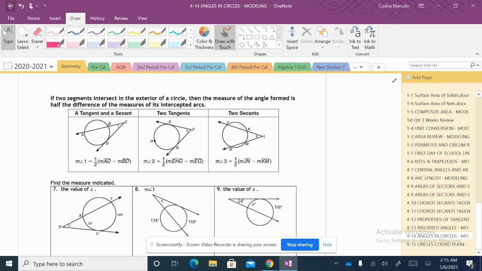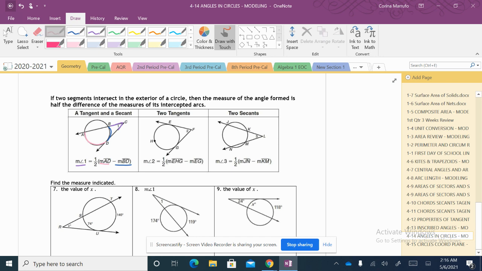Okay, the next one. If 2 segments intersect in the exterior of a circle, then the measure of the angle formed is half the difference in the measure of its intercepted arcs. So pretty much, you're going to take the bigger arc and subtract the smaller arc, and that is going to give you that outside angle after you take half of that.